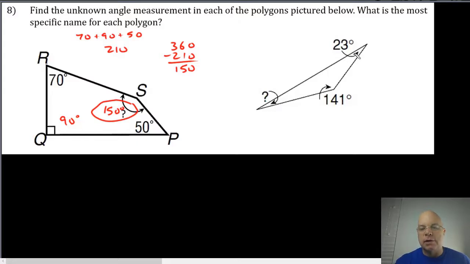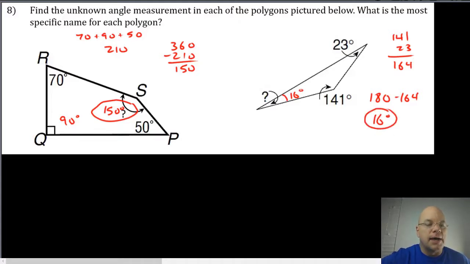This unknown angle is part of a triangle, and the sum of the angles of a triangle is 180 degrees. So we have 141 and 23. That's 164. And 180 minus 164 is 16 degrees. And that looks reasonable for this angle. It's a very small angle, very acute.